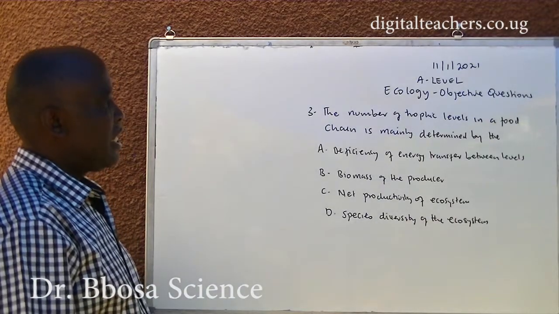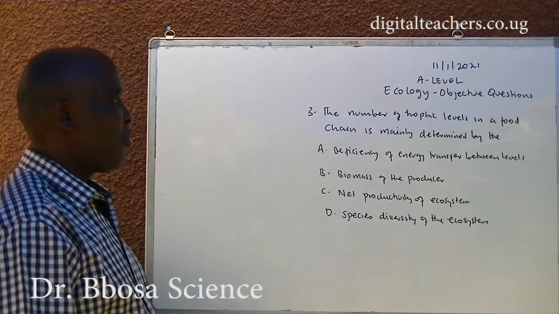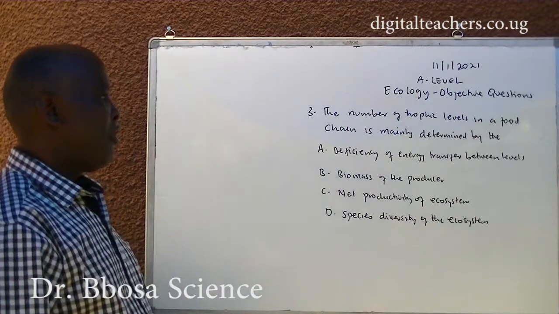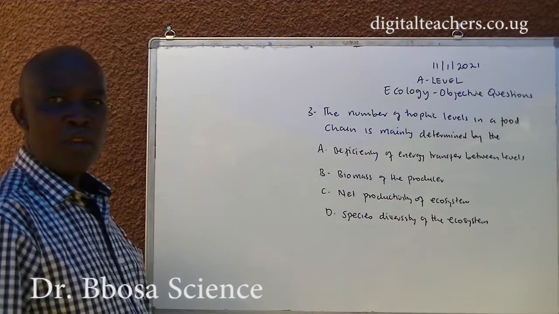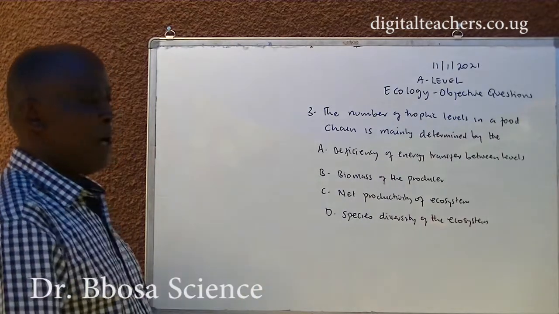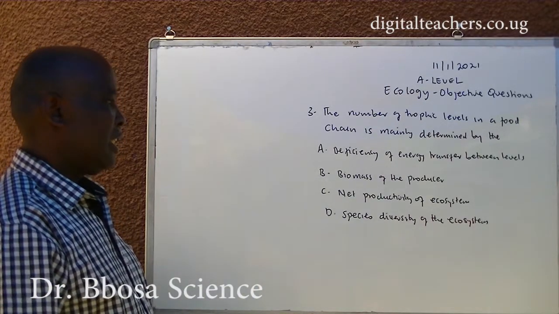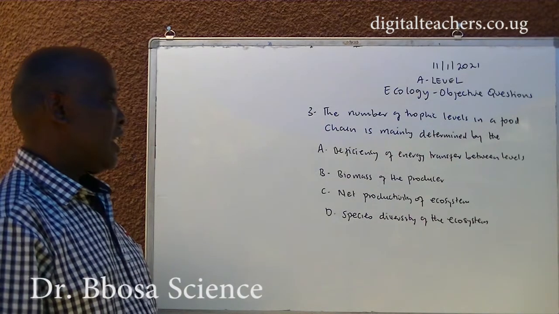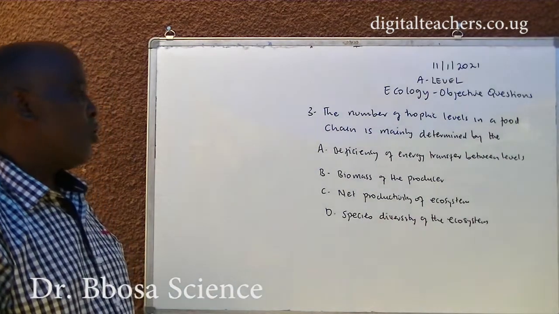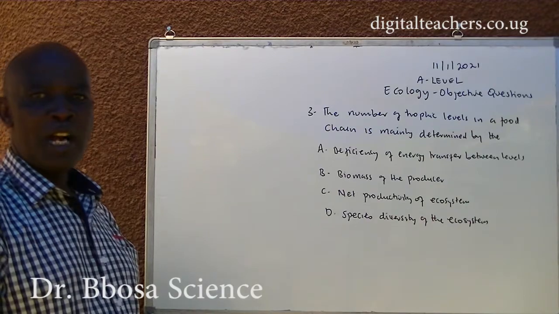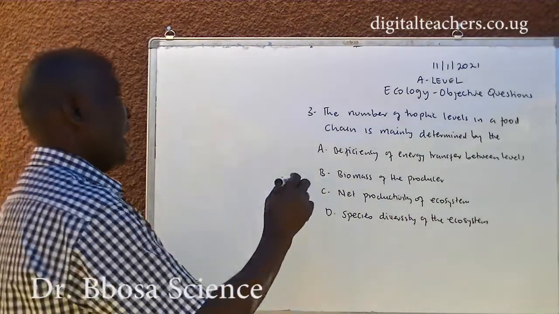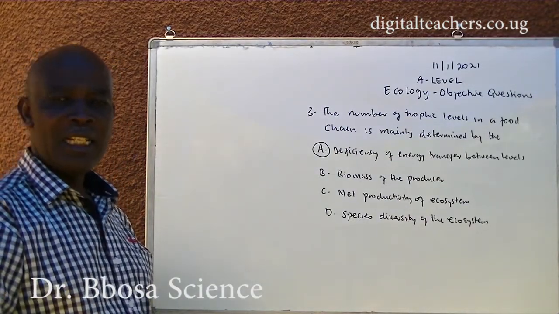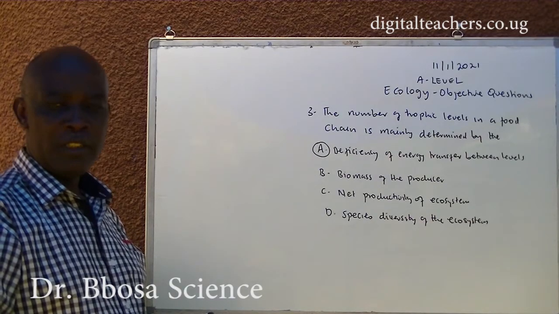Number 3. The number of trophic levels in a food chain is mainly determined by A. The efficiency of energy transfer between levels. B. Biomass of producers. C. Net productivity of ecosystem. D. Species diversity of the ecosystem. You can pause and answer. The answer is A. From one trophic level to another, there is energy loss.